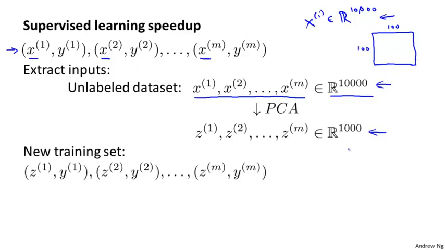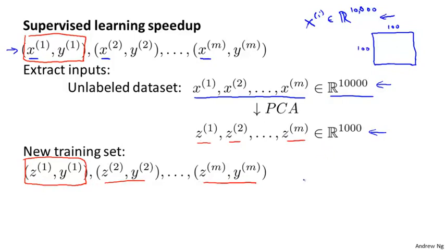So this gives me, if you will, a new training set. Whereas previously I might have had an example x1, y1, my first training input is now represented by z1, and so I'm going to have a new training example which is z1 paired with y1, and similarly z2, y2, and so on up to zm, ym, because my training examples are now represented with this much lower dimensional representation z1, z2 up to zm.